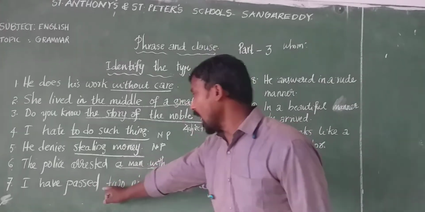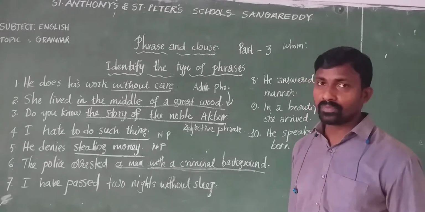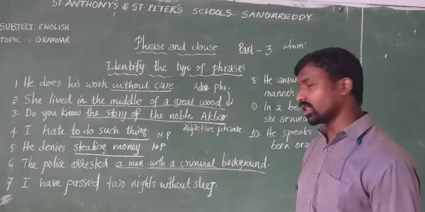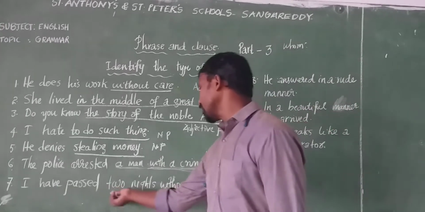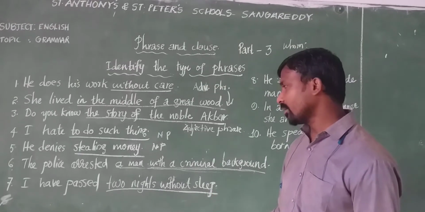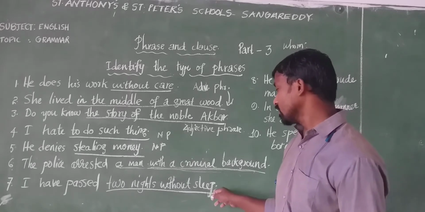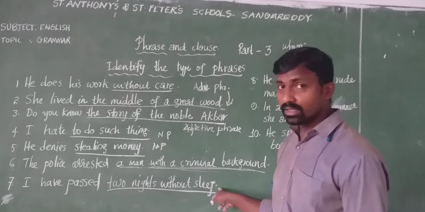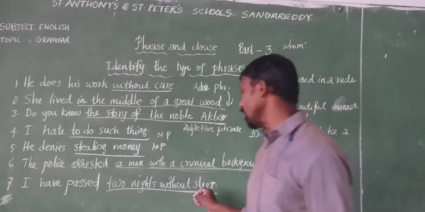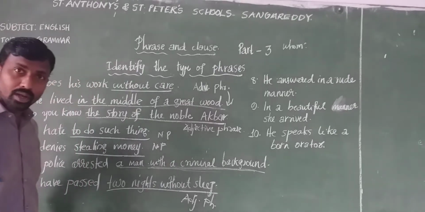Now, seventh question. I have passed 2 nights without sleep. So what kind of phrase is this going to be here? I have passed 2 nights without sleep. Okay, 2 nights without sleep. What is this? I am describing my sleep, an activity. So here it is not sleeping, it is sleep. So this can be a noun, right? 2 nights without sleep. So this can be an adjective phrase.